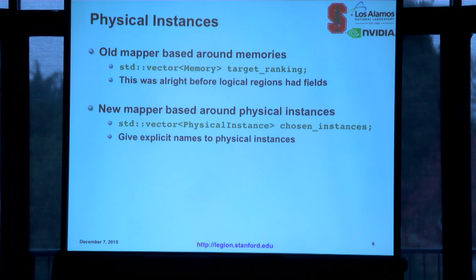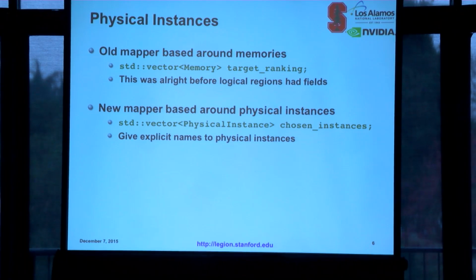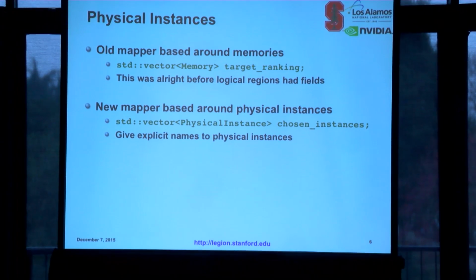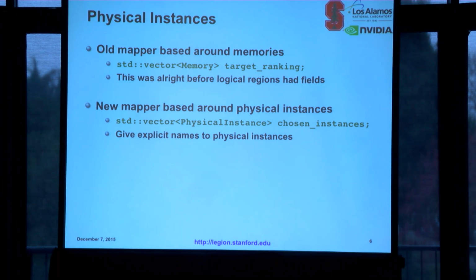And so the idea that we're going to go with in our new mapping interface is that we're actually going to give the mapper a way to name the physical instances that are actually being manipulated as instances of logical regions in the memory hierarchy. Notice these instances are visible to the mapper only. They're not actually visible in the programming model. And this is consistent with our notion of decoupling correctness from performance. The mapper can think about things like physical instances, but they're not actually visible in our programming model itself.